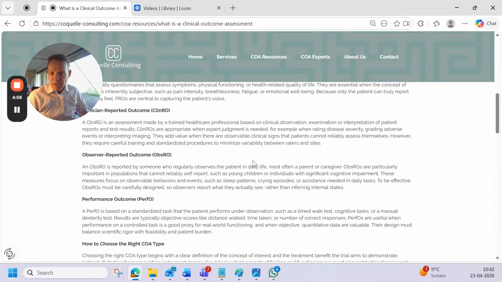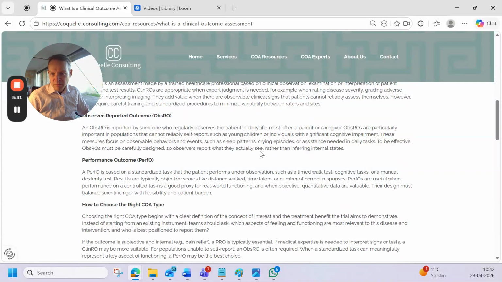Then we have the observer-reported outcome, the ObsRO. This is reported by someone who regularly observes the patient in daily life, most often a parent or caregiver. ObsROs are particularly important in populations that cannot reliably self-report. This could be young children or individuals with significant cognitive impairment. These measures focus on observable behaviors and events, such as sleep patterns, crying episodes, or assistance needed in daily tasks. To be effective, ObsROs must be carefully designed so observers report what they actually see rather than inferring internal states.